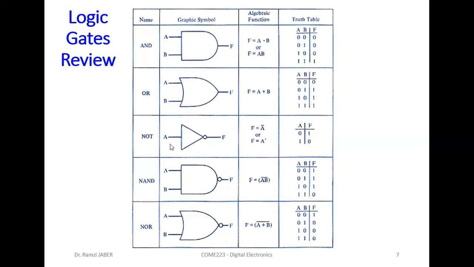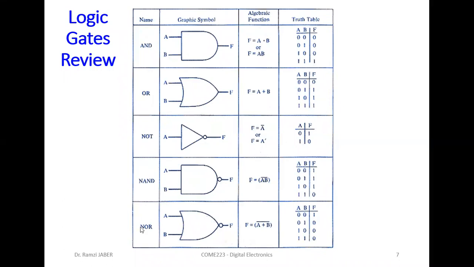Now for one input, the NOT gate gives the opposite of the input. The output will be the opposite of the input; it's the inverter. Inverter means opposite. Okay, A bar or A prime. So if the input is 0, the output is 1. If the input is 1, the output is 0.